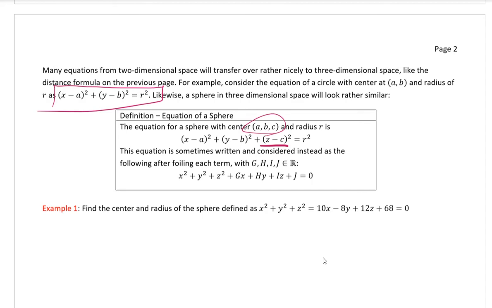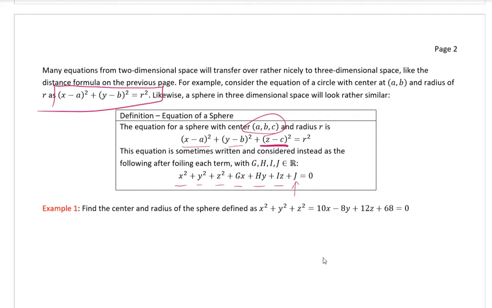This equation is sometimes written out if you FOIL this. If you FOIL x minus a squared and y minus b squared and z minus c squared, you end up with x squared, y squared, and z squared, some amounts of x, some amounts of y, some amounts of z, and then a constant. That constant coming from all three of these pieces. There'll be a constant that comes out of x minus a squared, a constant that comes out of y minus b squared, and a constant that comes out of z minus c squared. That combined with the constant of r squared, we can call that some variable j.